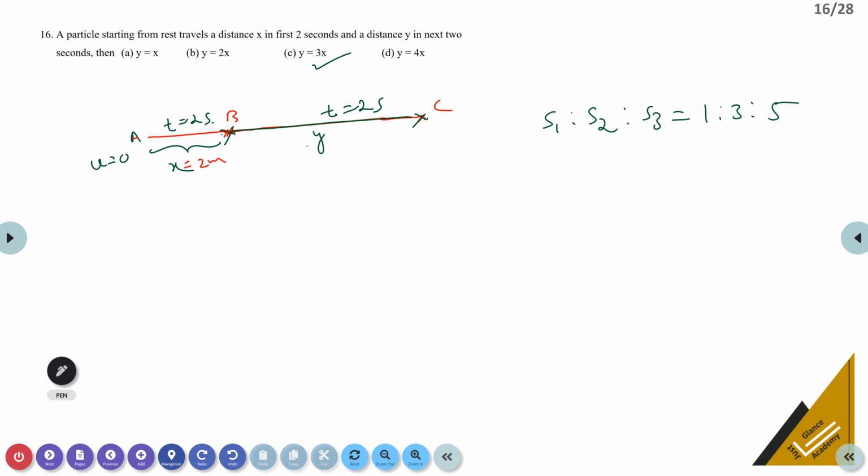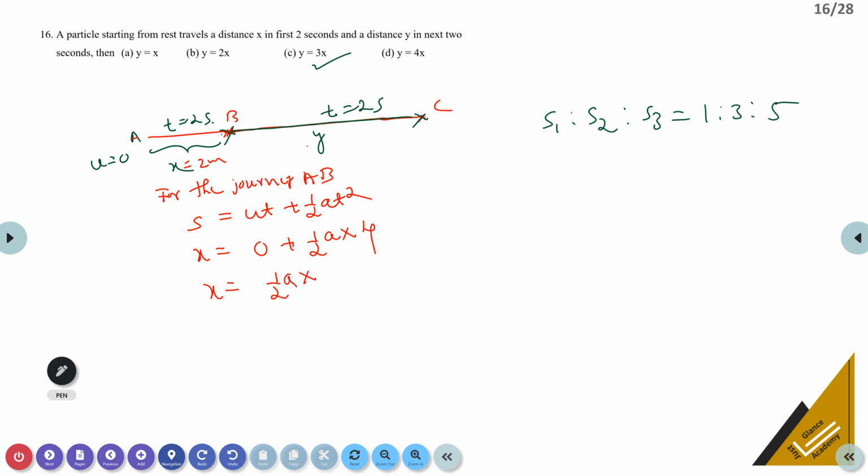Or else, do it. For the journey AB, S equal to ut plus half at square. What is AB? X equal to 0 plus 1 by 2 a into 4. So X equal to half a into 4. This is equation number 1. That means X equal to 2a. Can I write like this? X equal to 2a. Okay.